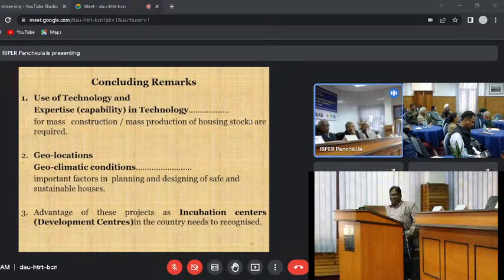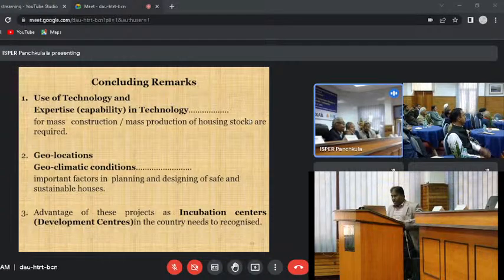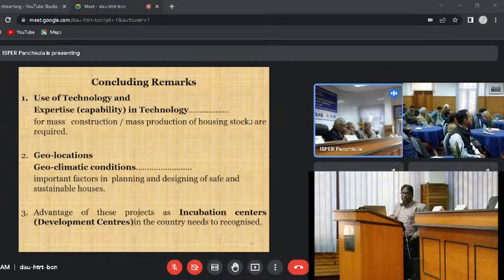Now finally I can say the use of technology and expertise in technology is very, very important. As a design professional, as a town planner, as a policy maker, as a guidance maker, the most important thing is we should know the use of technology and expertise of technology, because that is useful in the mass construction and mass production of housing stock.